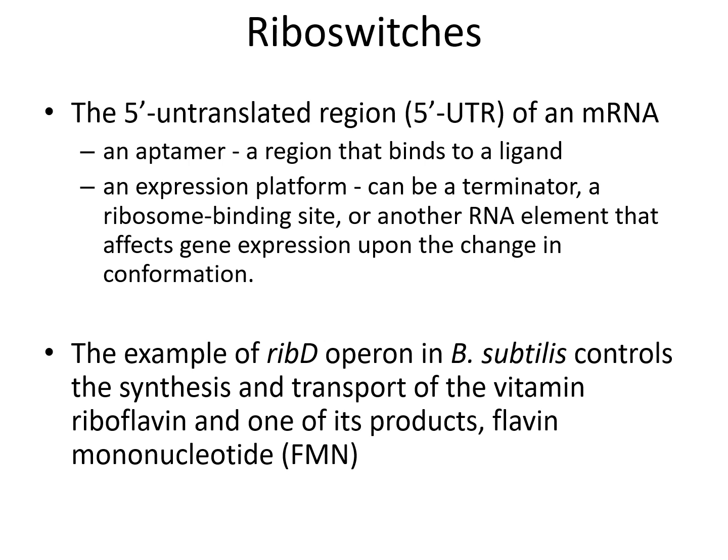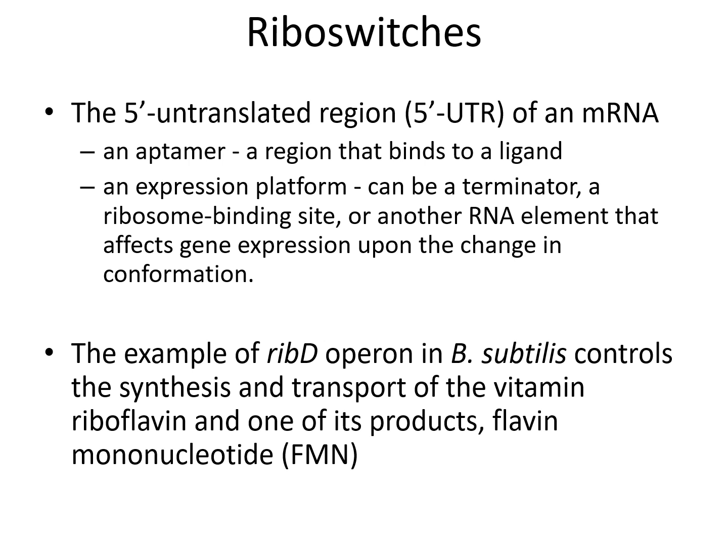For the riboswitch, a riboswitch is a region usually in the 5' untranslated region of a messenger RNA that contains two modules, an aptamer and an expression platform. An aptamer is a region that binds to a ligand. On the other hand, the expression platform can be a terminator, a ribosome binding site, or another RNA element that affects gene expression upon the change in conformation.